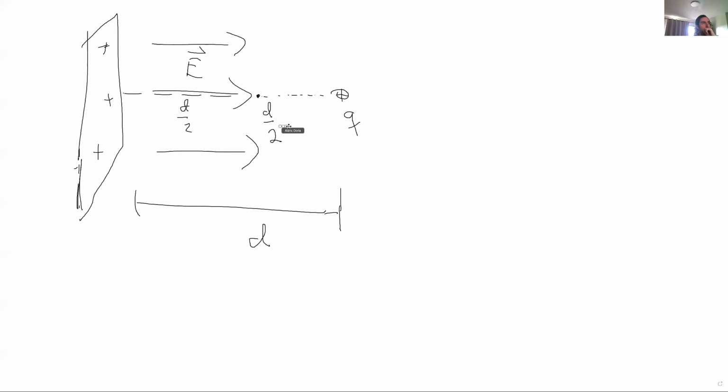Let me go ahead and delete that there. So we start at a distance d and we end up at a distance d over 2. So this is our point A and this is our point B here. So from A to B, what is the change in electric potential given that this is our electric field? That's the question, right?